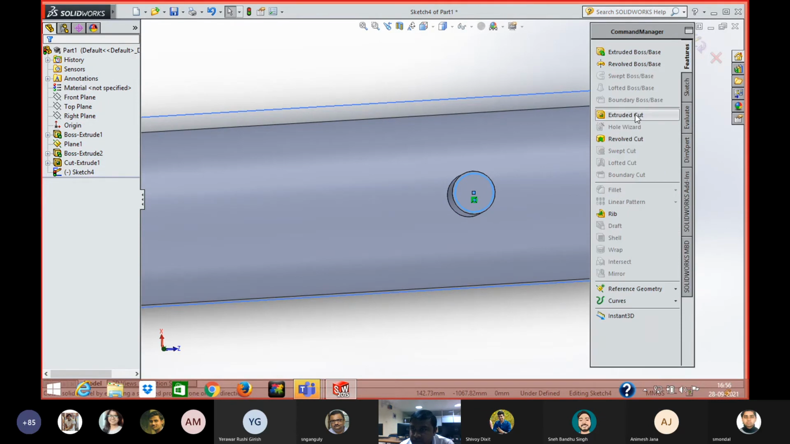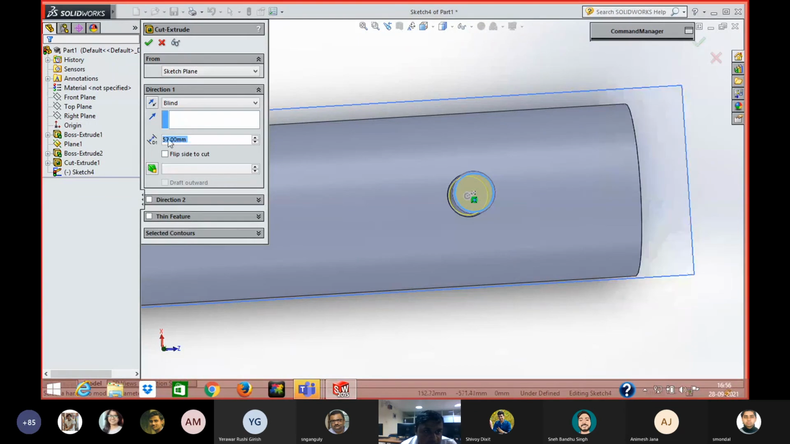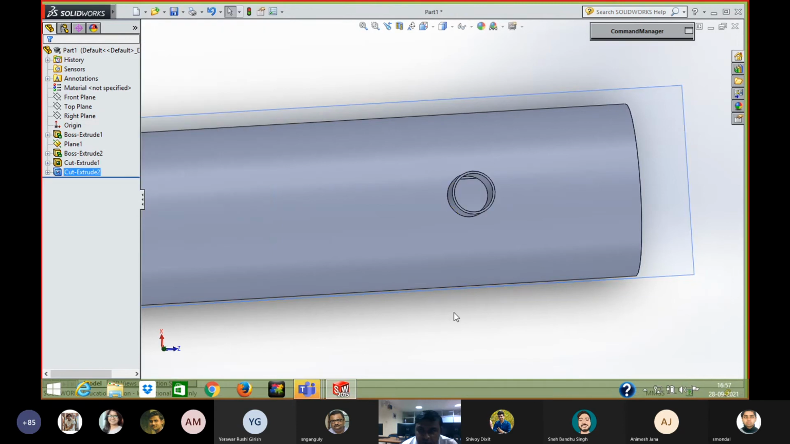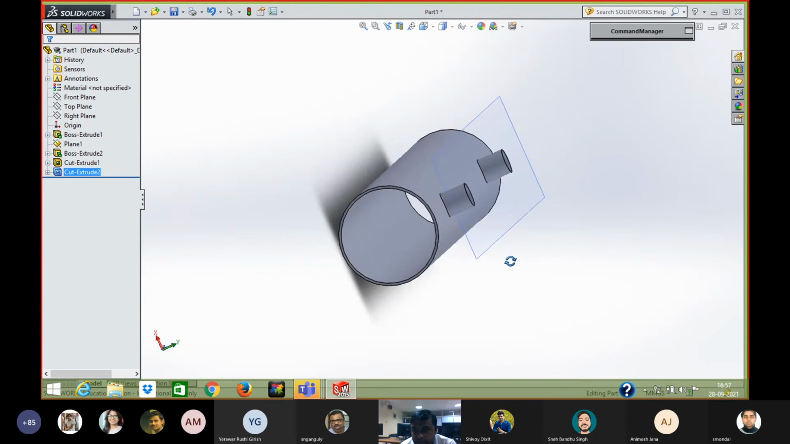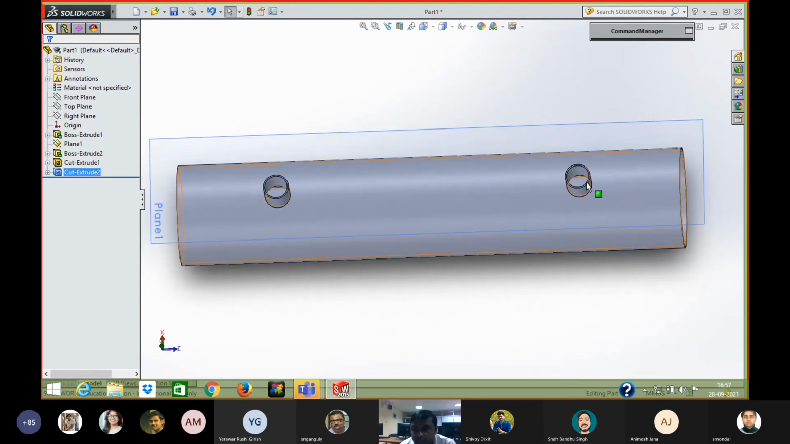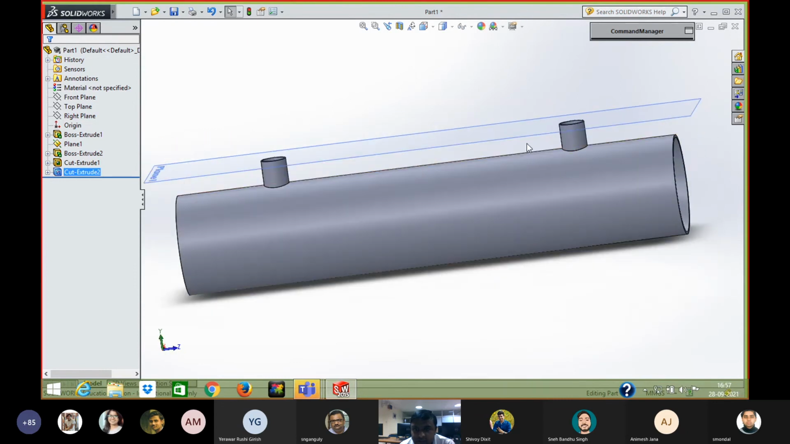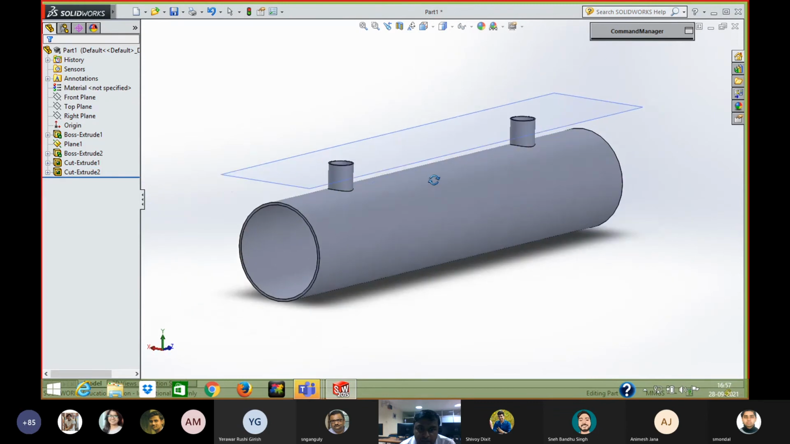Then go to the features, then extrude cut. This is also 57 mm. I have taken 2 mm more than the inner surface of the cells. Okay, see. So one inlet and one outlet has been created on the surface of the cell.